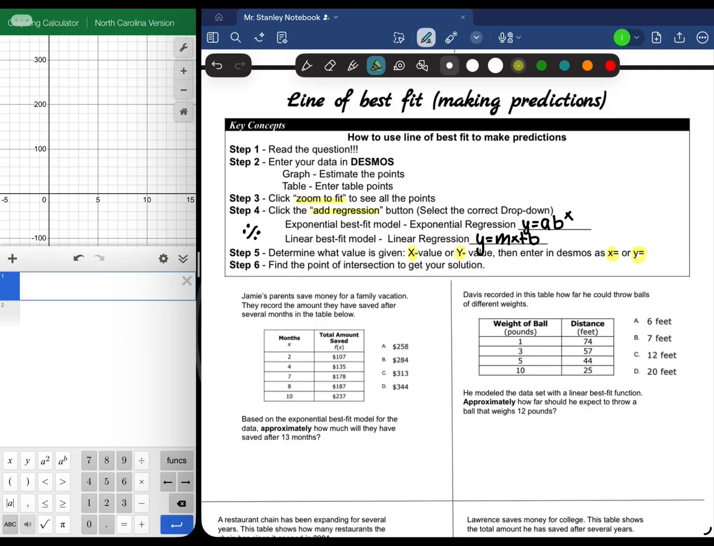Okay. Then the last step, we're going to find the point of intersection. And when we find that point of intersection, that's going to give us our solution. And the solution is going to be two numbers, X and Y. But depending on if they gave us one of them already, the one that they did not give us is going to be the answer that we need.